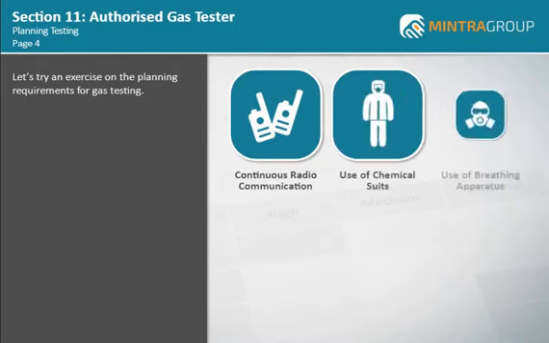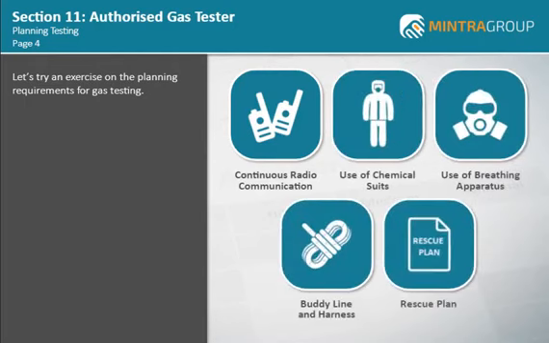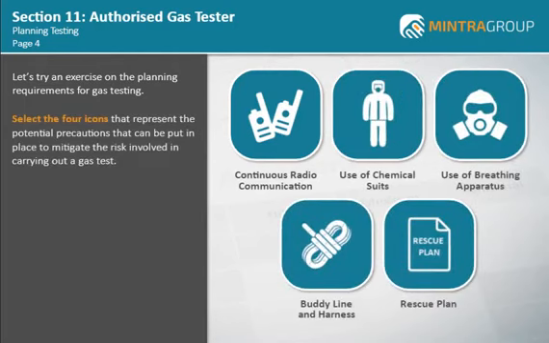Let's try an exercise on the planning requirements for gas testing. Select the 4 icons that represent the potential precautions that can be put in place to mitigate the risk involved in carrying out a gas test. When you're happy with your answers, press the Submit button.